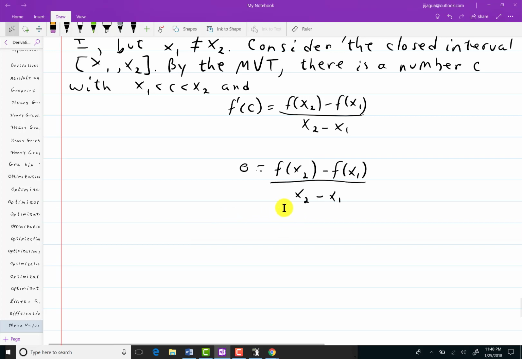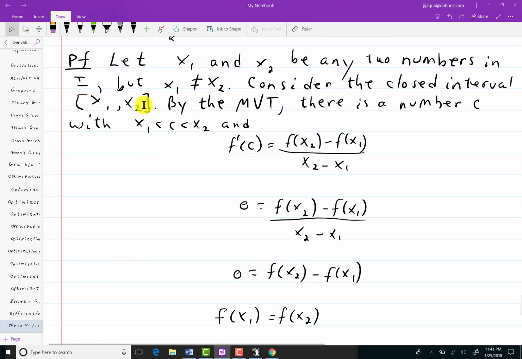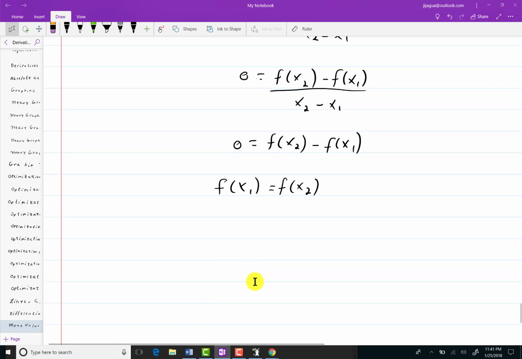Now, I'm assuming that x2 and x1 are different, so I'm going to multiply through by that. And then add f of x1 to both sides to get f of x1 equals f of x2. What I did is I picked two points, any numbers that were not equal to each other, and I just showed that their y values were the same. This implies that f is constant. Constant means exactly that. f of any number is the same as f of any other number.